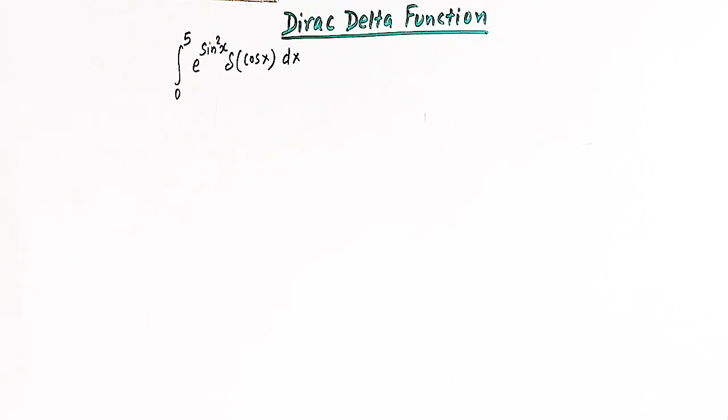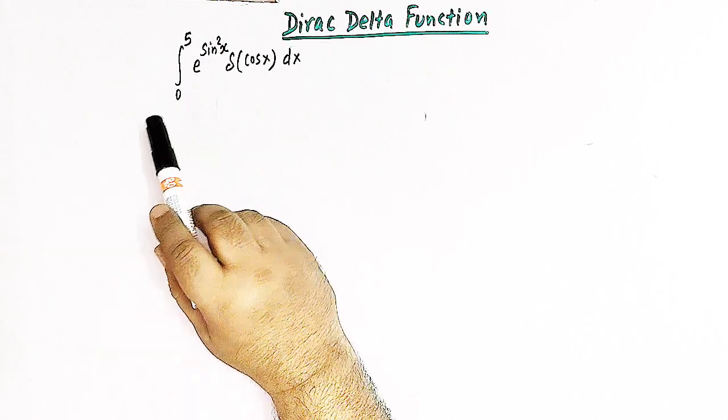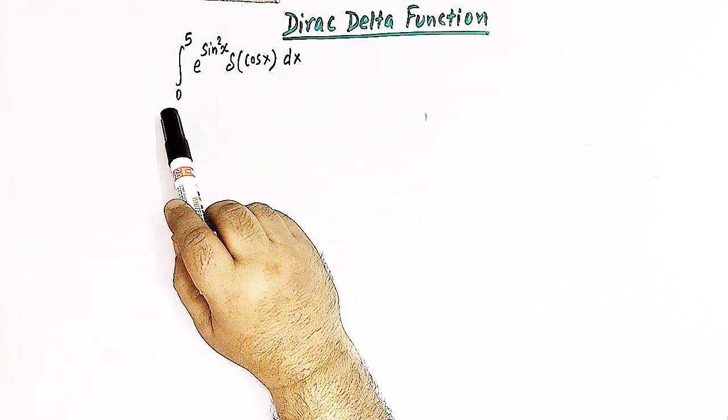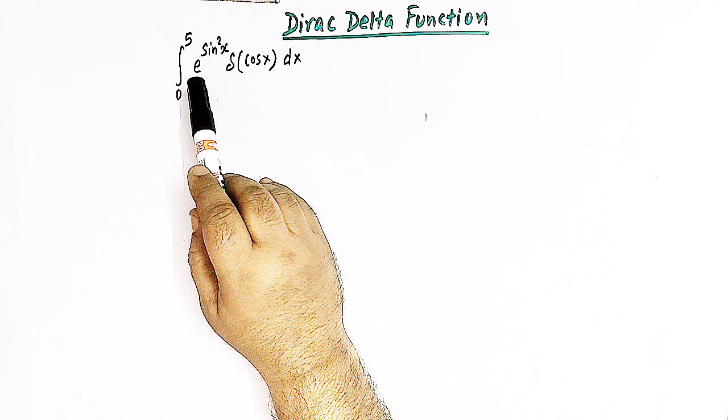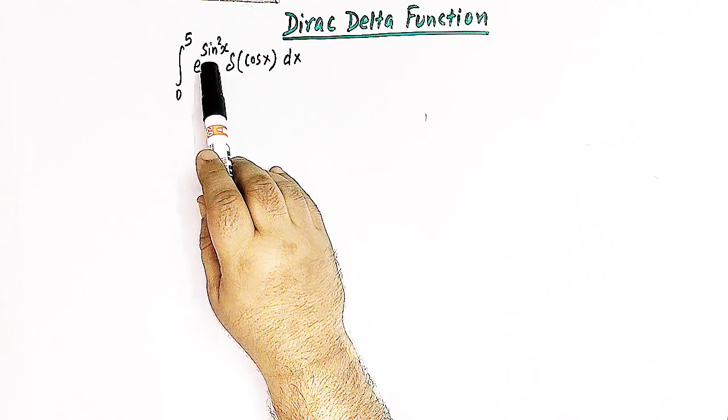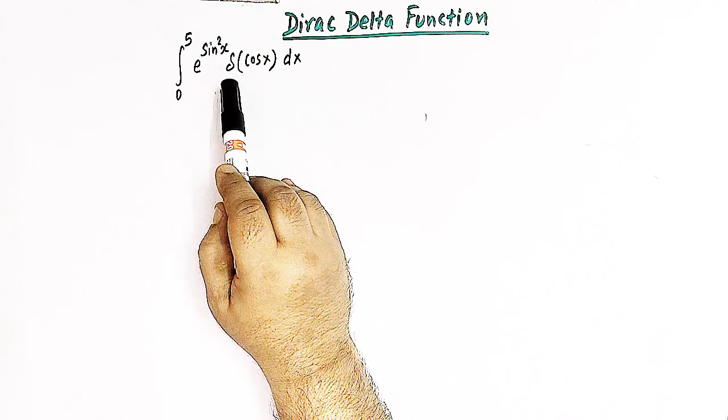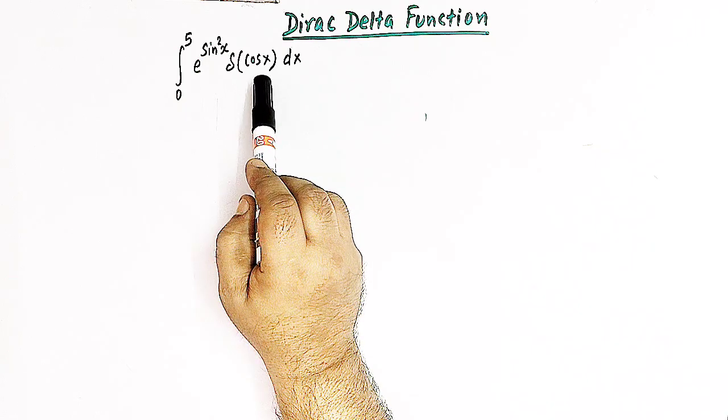Hello viewers, in today's session we are going to discuss another important problem from the Dirac delta function. Here we are going to discuss an integral involving the Dirac delta function, and we have to evaluate this integral from 0 to 5 of e raised to sine square x times delta of cosine x.